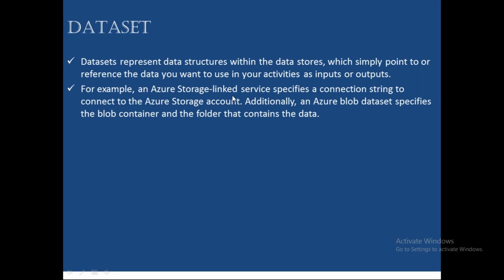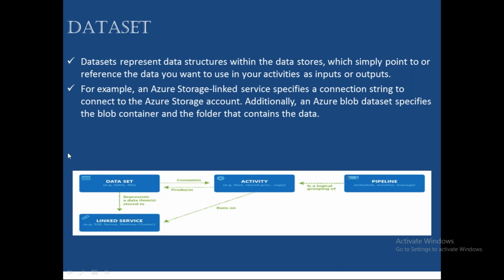Okay, he has taken one example. So here, if you consider Azure storage, the linked service is helping you to connect to the Azure storage account, and the dataset is specifying the folder that contains the data. Next, this is a high-level diagram you can see here. One thing you need to understand: this is a linked service, and this is the dataset. If you want to reference any data in any folder, you need to use a linked service, because the linked service is mandatory.